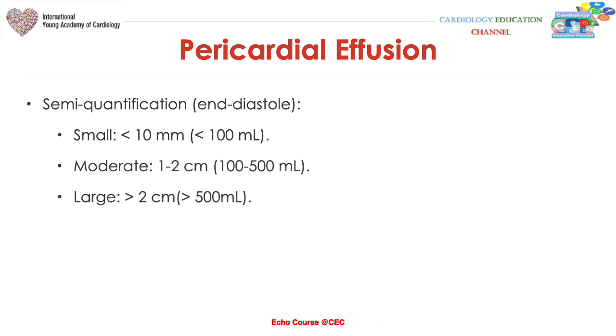So how could you quantify the pericardial effusion? If the echo free space at any distance is less than 1 centimeter or 10 millimeters, this is a small effusion. If the separation is 1 to 2 centimeters, it's a moderate amount of effusion. And if you have more than 2 centimeters, it means you have a large pericardial effusion, which is equivalent to more than 500 milliliters of fluid.